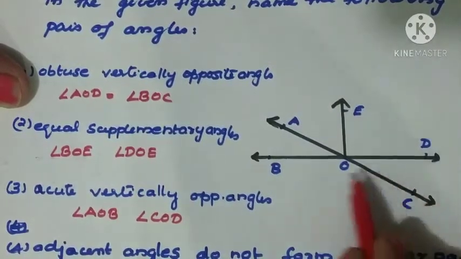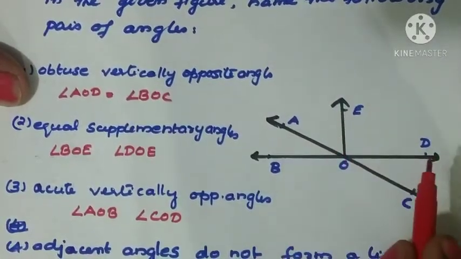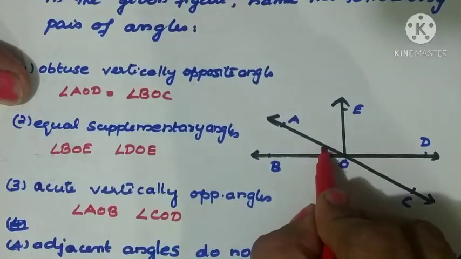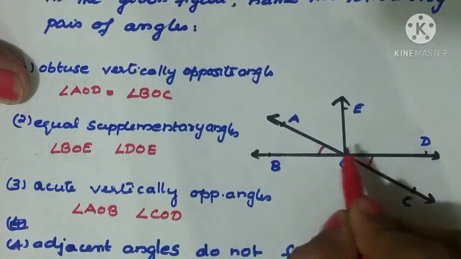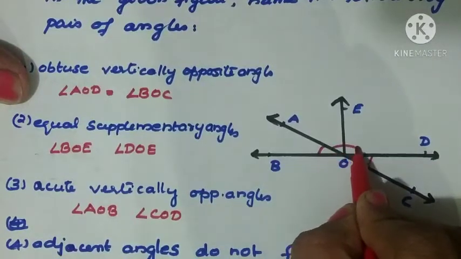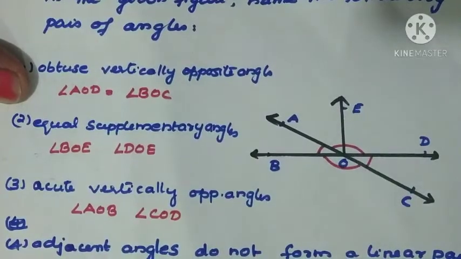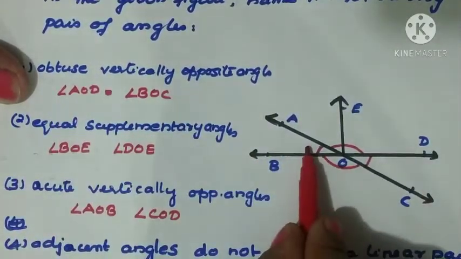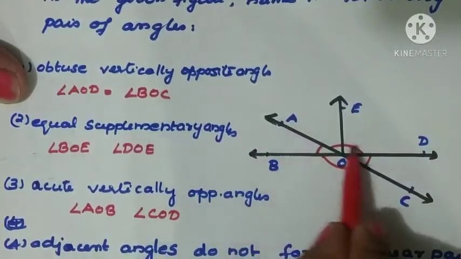So which are the lines? BD is the line as well as AC is the line. OE is a ray only, it's not a line here, right? So the line is formed here, which means the first pair of angles and the second pair of vertically opposite angles, right? Now the question is obtuse. See the diagram, these two are looking like acute. So naturally, the obtuse is more than 90 degrees.